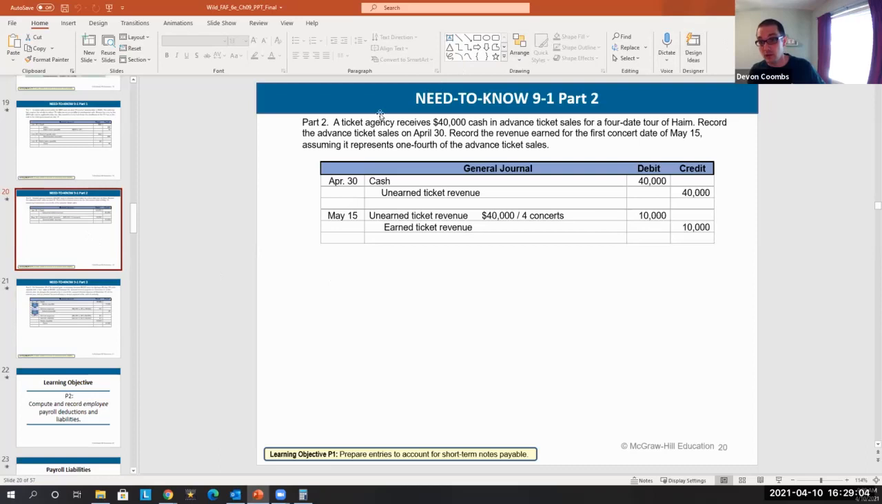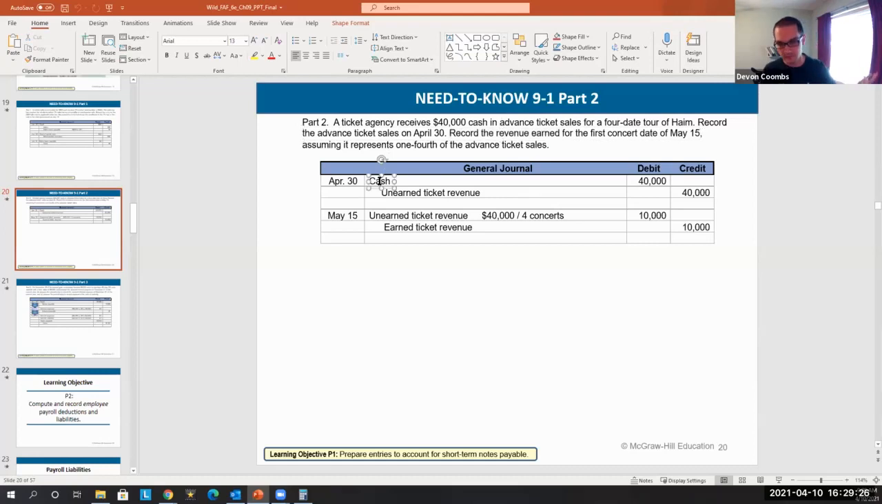Let's talk about the deferred revenue. Deferred revenue, a ticket agency receives $40,000 in cash in advance ticket sales for the 4 dates at High-Am, we're going to do it by a number of concerts, right? I'm telling you that that's not correct. I would do it in a different way, but for the sake of the book, we'll just do it for what they've given. And then record the revenue earned for the first concert date on May 15th.